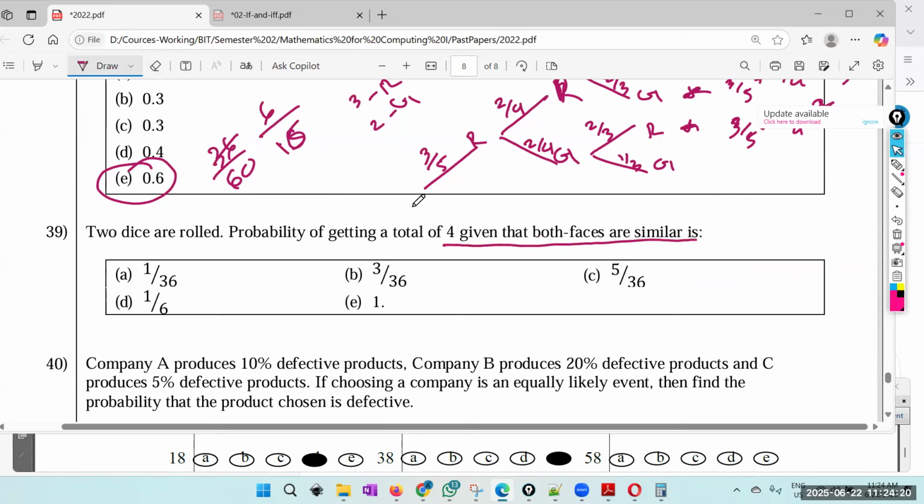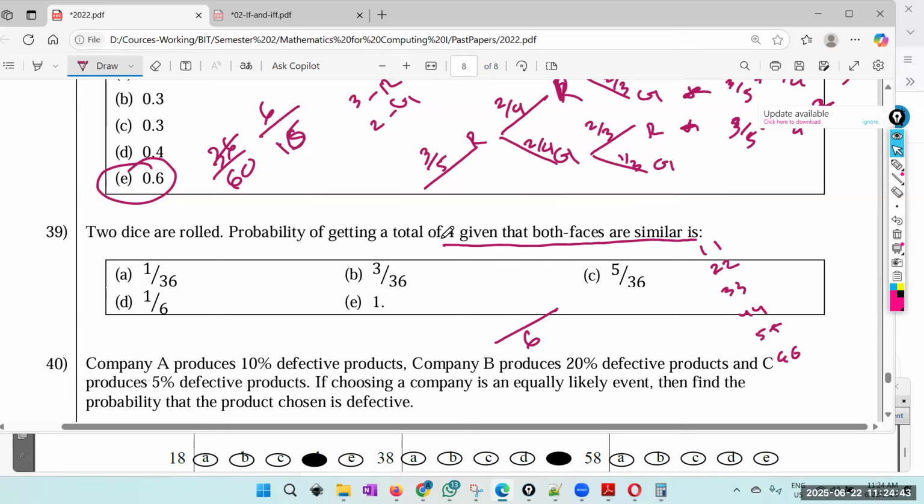What are the possibilities of both faces being similar? 1, 1. Right? 2 dice. 2, 2. 3, 3. 4, 4. 5, 5. 6, 6. So my sample space has only these. How many elements? 1, 2, 3, 4, 5, 6. n(S) is 6. Because now it's conditional probability.